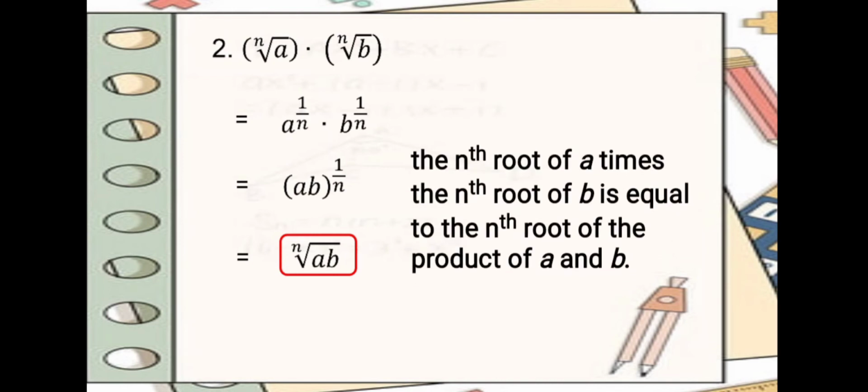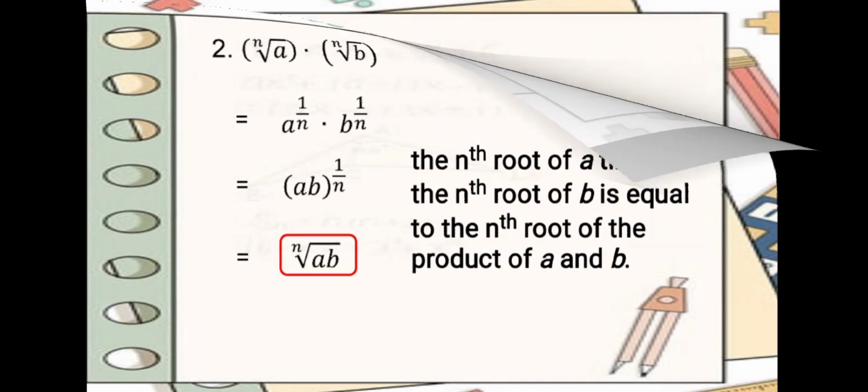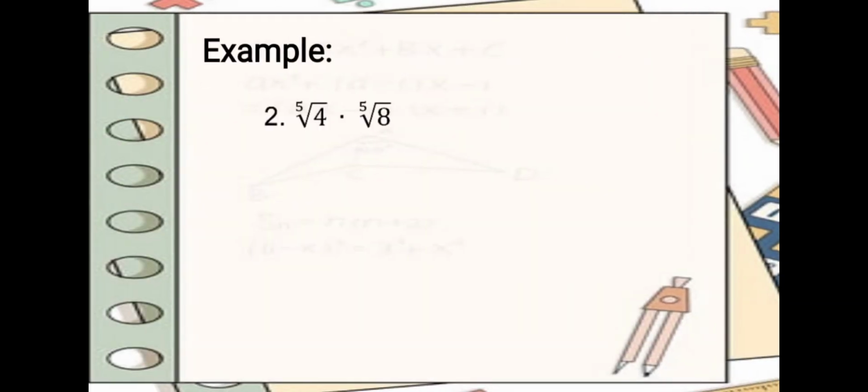So, the nth root of A times the nth root of B is equal to the nth root of the product of A and B. Example, we have fifth root of 4 times fifth root of 8. So, how do we simplify? So, it becomes fifth root of 4 times 8. Since parehas naman yung index nila na 5, pagsasamahin na lang natin yung nasa loob ng radical sign na 4 at 8. Kaya siya naging ganyan.